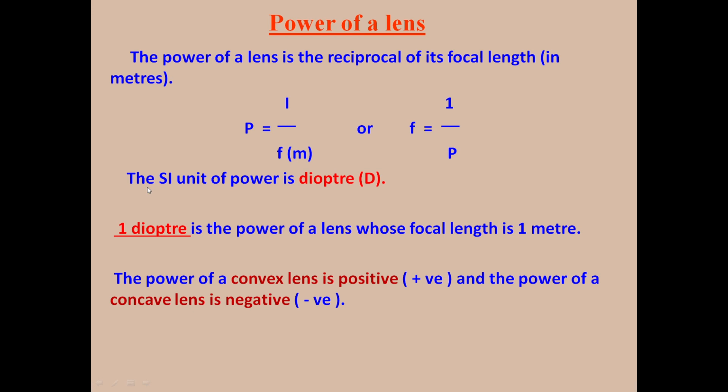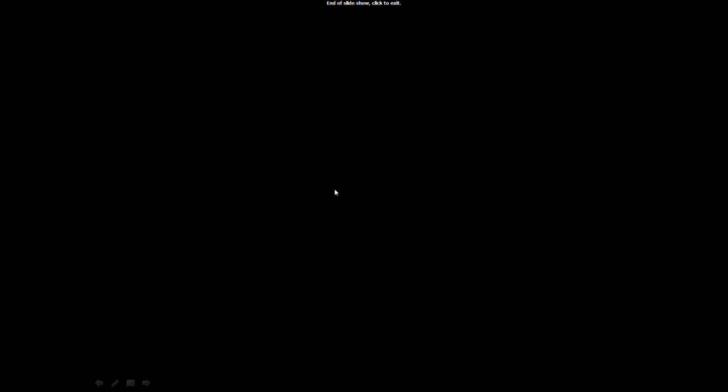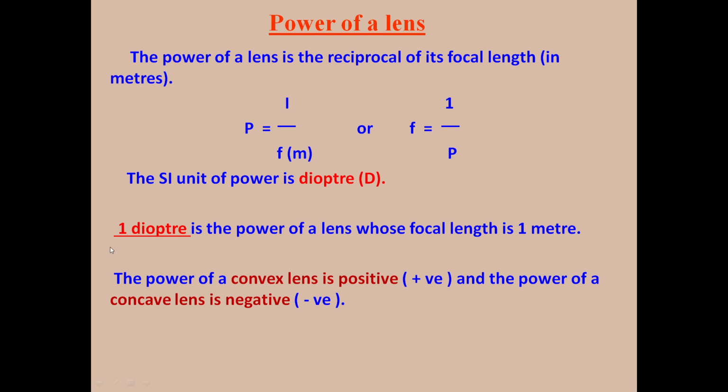When focal length is taken in meters, then SI unit of power will be diopter. The symbol is D here. Now let us define 1 diopter. 1 diopter is the power of a lens whose focal length is 1 meter. So as you can see, if I put 1 here, P also becomes 1 diopter.